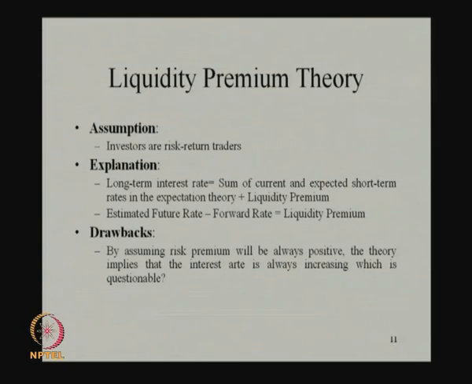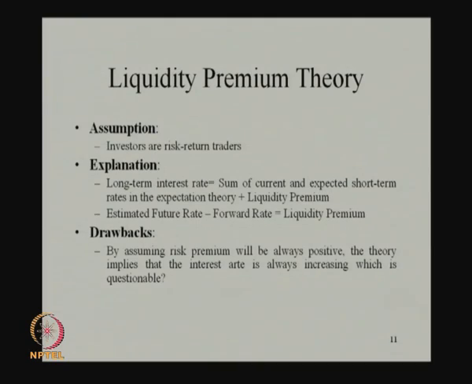Then we have another theory, given by Keynes, or the Keynesian theory, which we call the liquidity premium theory. What do you mean by the liquidity premium theory? Here Keynes has taken the assumption that investors are risk return traders. Investors always decide the return on the basis of the risk level or risk appetite, as there is always a risk and return trade off in the financial market. So, Keynes said that the long term interest rate is basically determined as the sum of the current and expected short term interest rate in the expectation theory plus the liquidity premium.